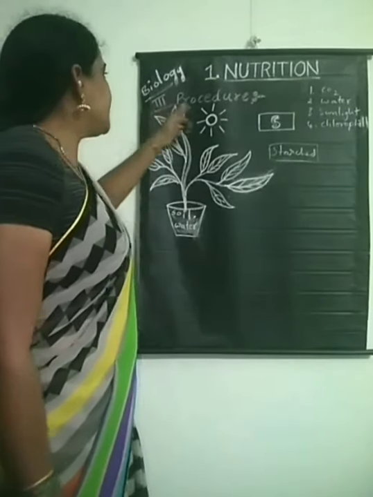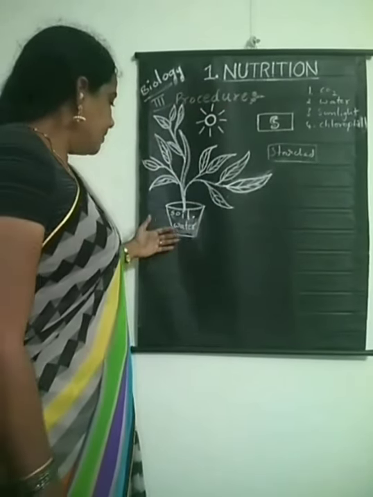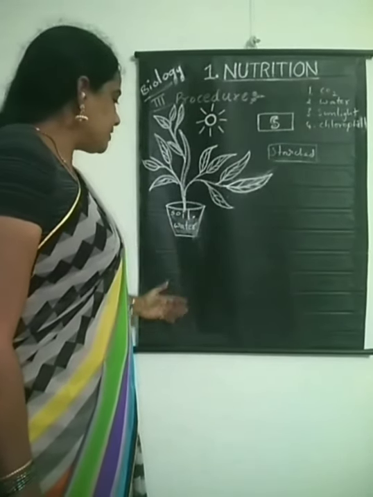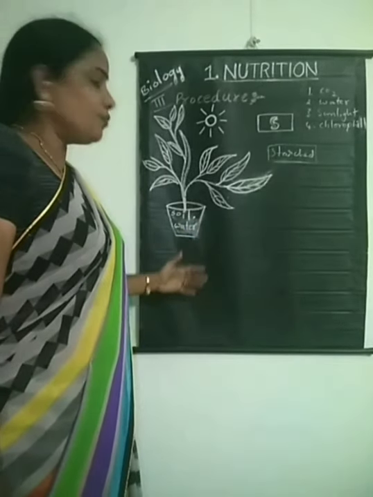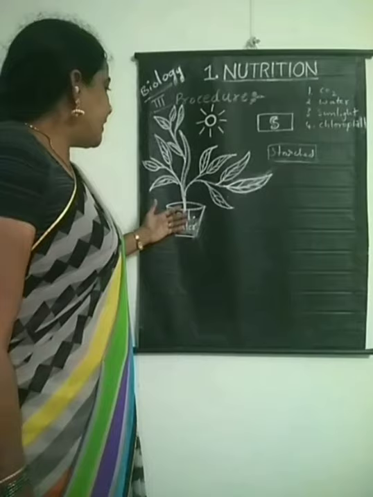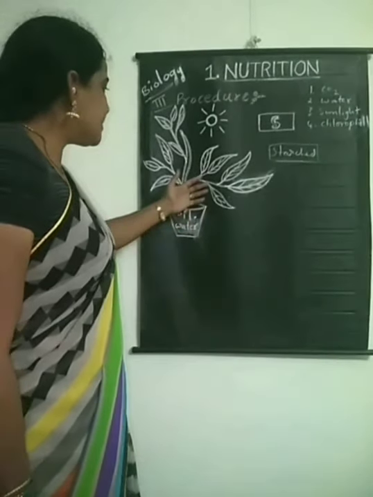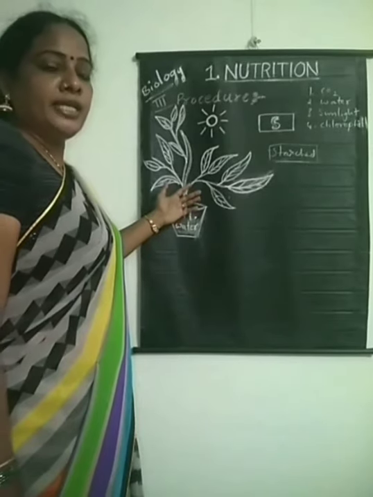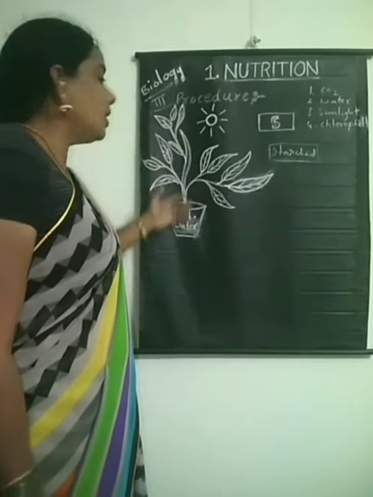The third heading is procedure. Here you have to draw a neat diagram and write step by step how you are conducting the experiment. First we need a healthy potted plant. Before starting the experiment, the plant must be destarched. Destarched means we have to remove starch from the whole plant.